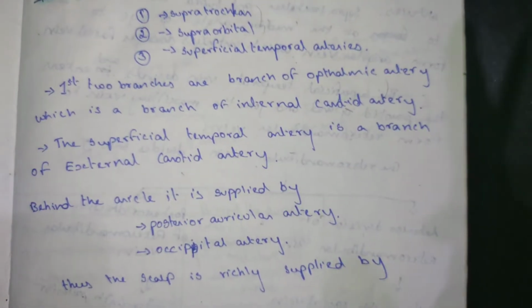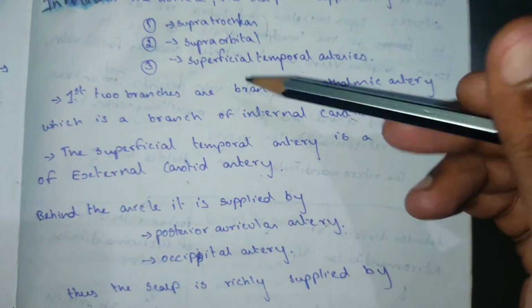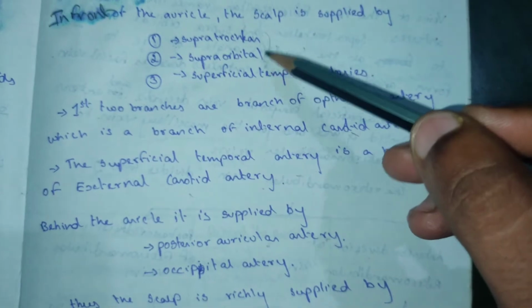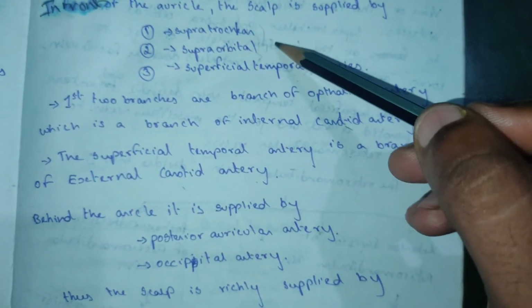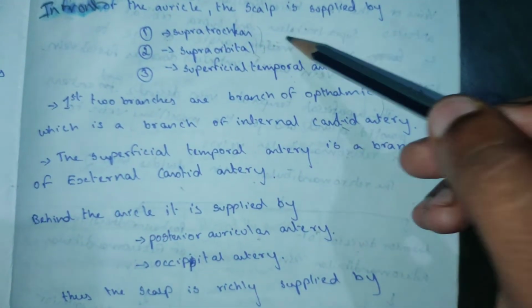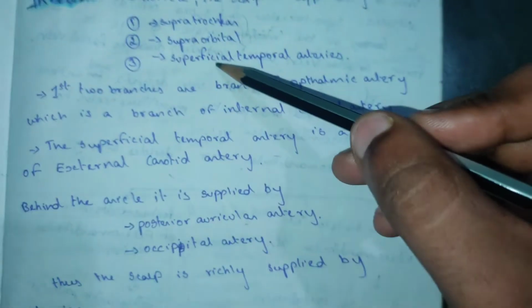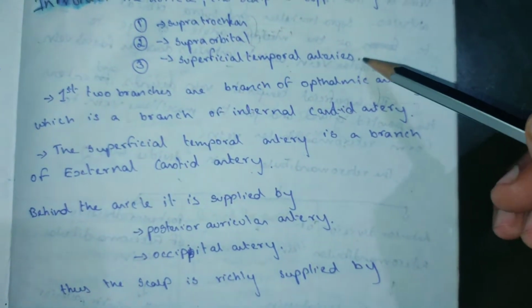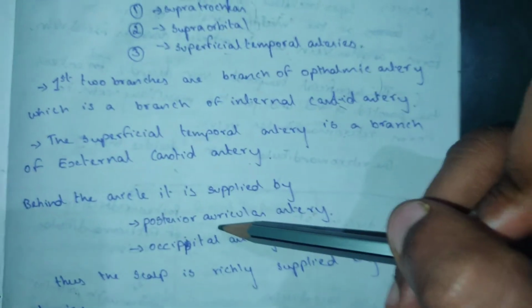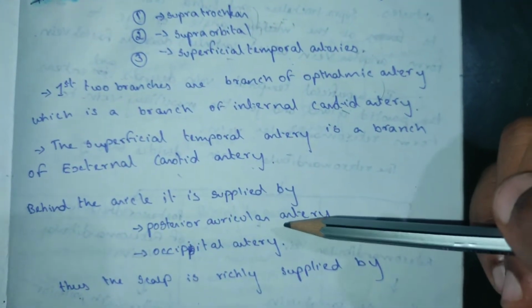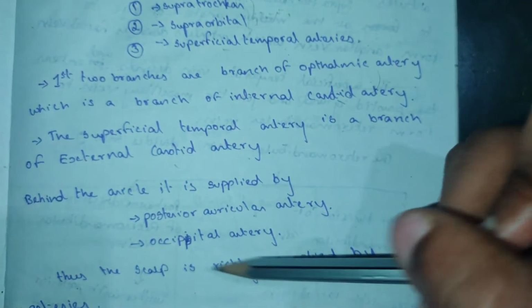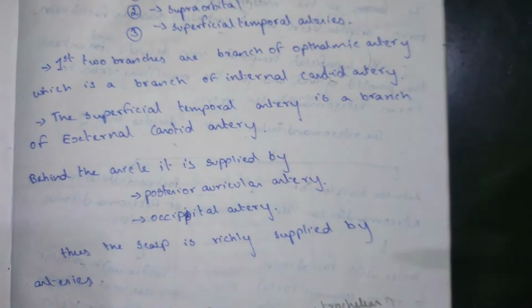In front of the auricle, there are 3 arteries: supratrochlear, supraorbital and superficial temporal. The first 2 are branches of the ophthalmic artery, which is a branch of the internal carotid artery. The superficial temporal artery is a branch of the external carotid artery. Behind the auricle are the posterior auricular artery and occipital artery. Thus, the scalp is richly supplied by arteries.